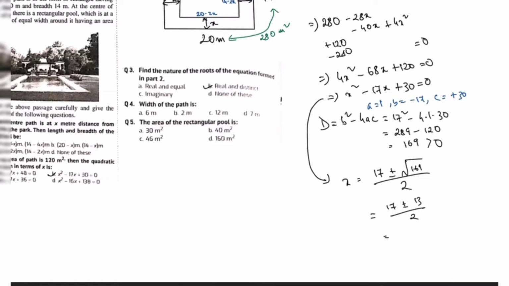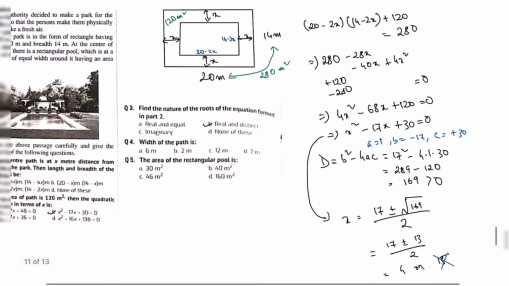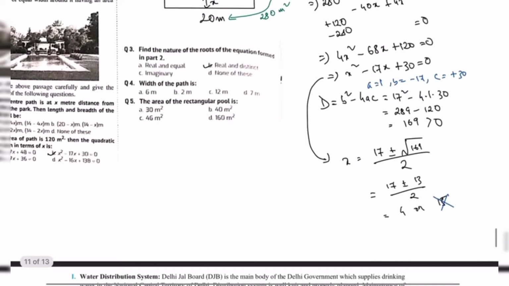Okay, let me write it out. 2 or 15. Now notice that width of the whole park is 14. So how can you have width of the path as 15, right? So that makes it impossible. So we have, again I wrote it wrongly, it should have been 2. So 2 meter is the correct answer.